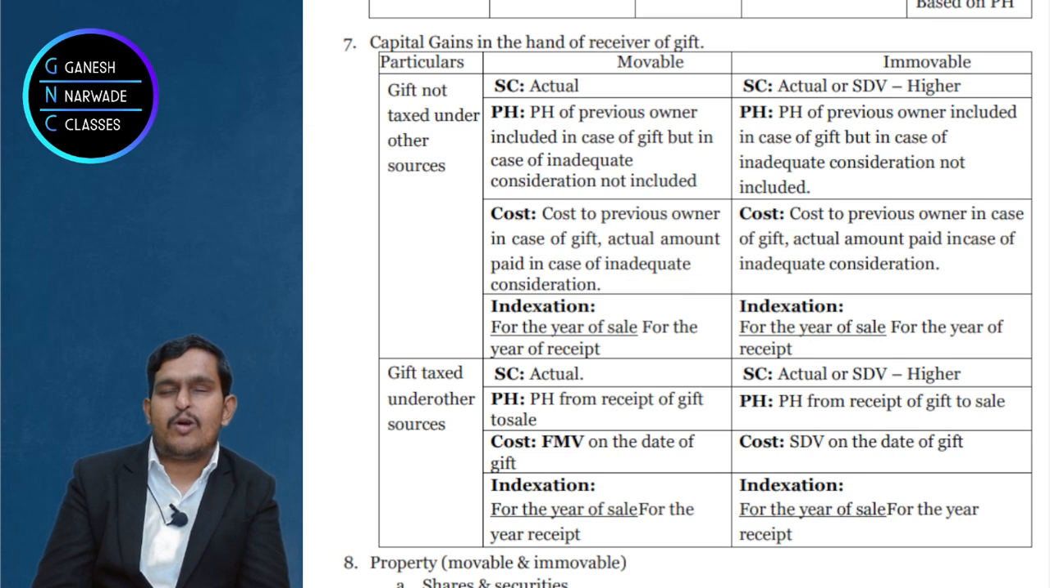Then what should be the cost? Here is the big question. The cost will be, because it is movable property and it was taxed under other sources, movable property taxed under other sources, so simply you will take fair market value. You will take cost as fair market value. Should you do indexation or not?